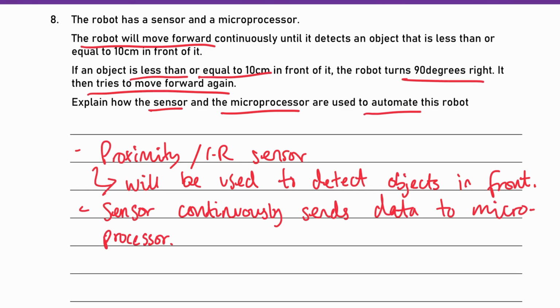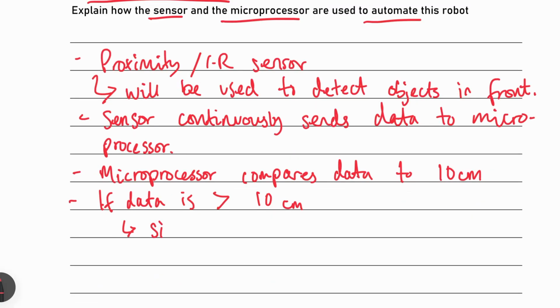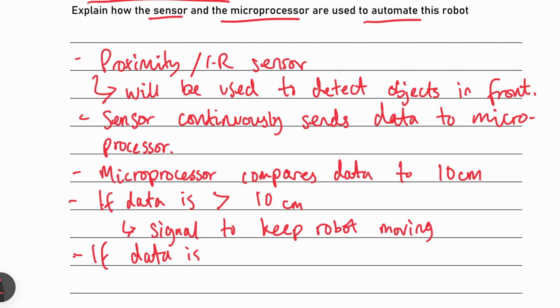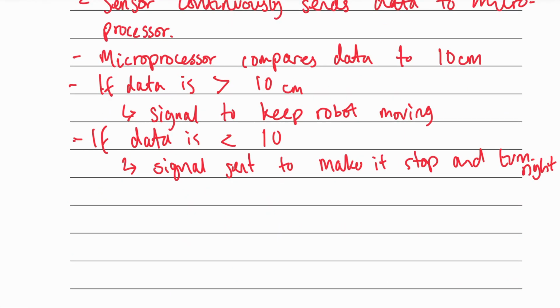And now, because we've been given specific data to work with, the microprocessor compares the signal or compares the data to 10 centimeters. If data is more than 10 centimeters, signal sent to keep robot moving or to move forward again. And then if the data is less than 10 centimeters, signal sent to make it stop and turn right. And then just to make sure we get all the marks available, we can mention the device which turns the robot to the right, which is an actuator. So this is done by an actuator.